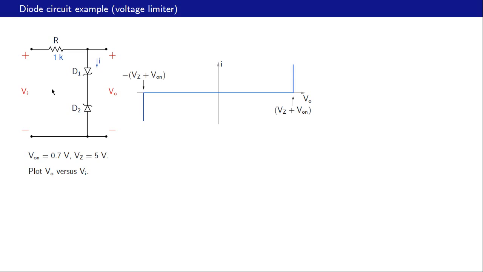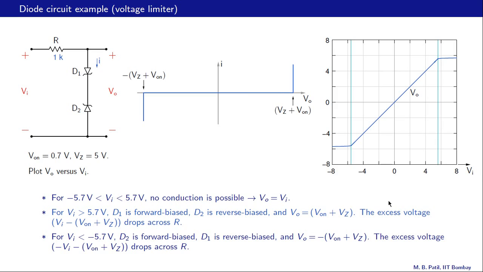To summarize, we need an input voltage greater than 5.7 volts for the diode pair to conduct in that direction, and we need an input voltage less than minus 5.7 volts for the diode pair to conduct in the opposite direction. Let us now put all these observations together and plot VO as a function of Vi. Here is the plot of VO versus Vi, and let us make sure now that the features in this plot are consistent with our observations.